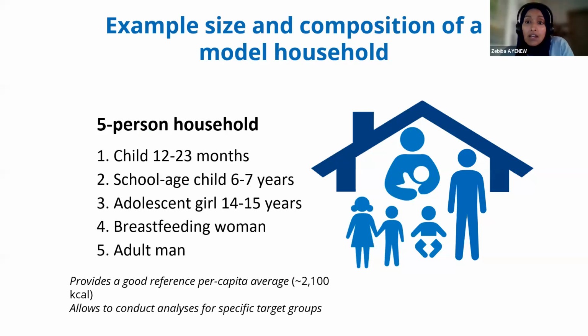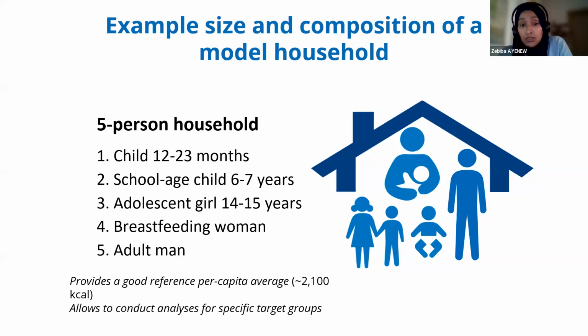And this is a depiction of the typical model households that we use within the Fill the Nutrient Gap analysis. It has individuals across the life cycle. We take the life cycle approach. It has been proven to provide a good reference per capita average. It also allows us to conduct analyses as well as modeling for specific individuals and target groups who are vulnerable.